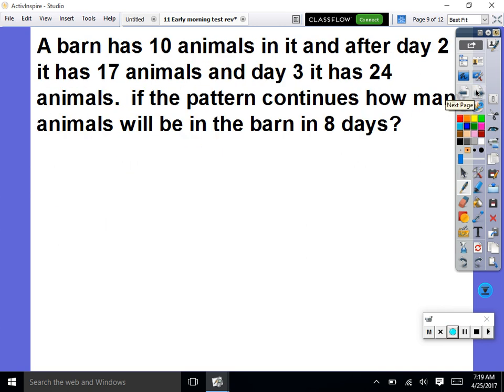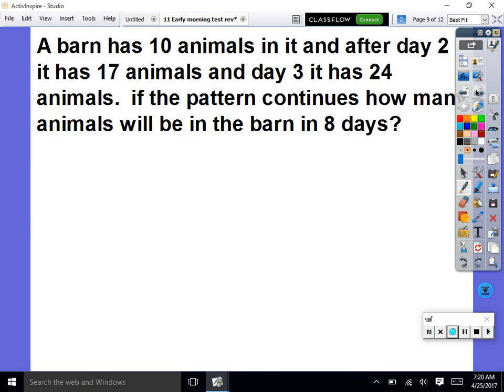A barn has 10 animals in it, and after day 2, it has 17 animals, and day 3, it has 24 animals. If the pattern continues, how many animals will be in the barn in 8 days? Now, this one's kind of tricky because are we finding the sum, or are we just finding the 8th term? We're just finding the 8th term for this one because of the wording on this. Does everybody see how it doesn't say they're adding 7 more? This one's tricky.